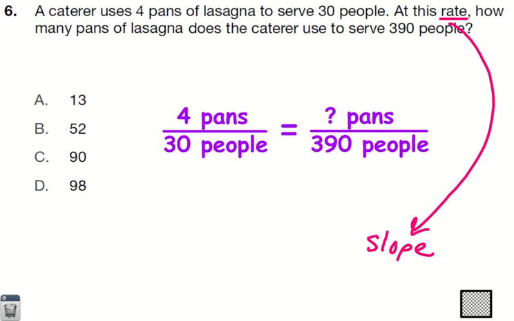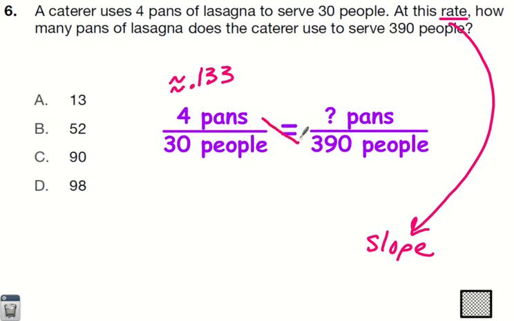This is like 0.133. And so you could just check all 4 of these and do 13 divided by 390, and then 52 divided by 390, and then 90 divided by 390, and then 98 divided by 390, and see which one of these, you get a bingo on that 0.133.